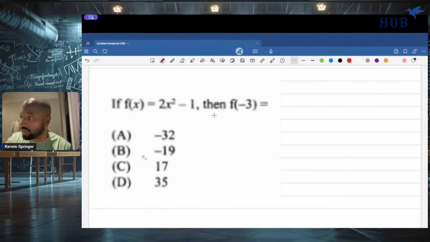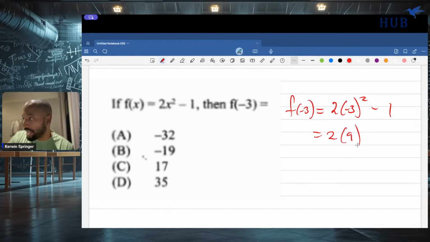If f of x is 2x squared minus 1, then f of -3 is going to be 2 by (-3) squared minus 1, 2 by 9 minus 1, 18 minus 1, 17. C.